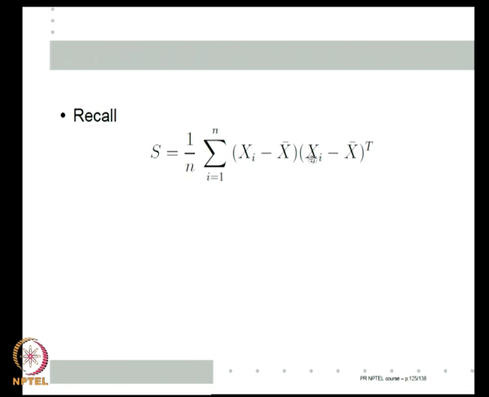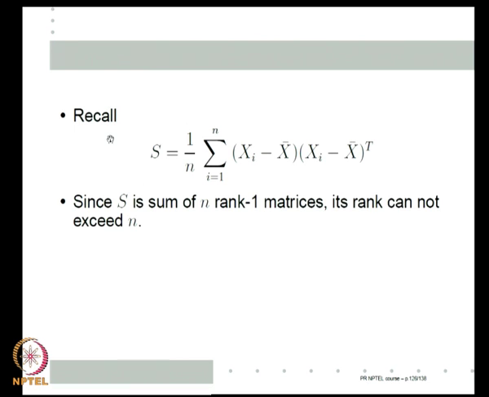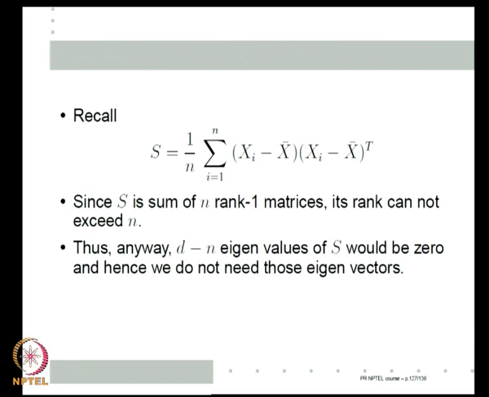The main reason why we choose an n by n matrix is that S is given by this. Each xi is some vector, so (xi minus x bar)(xi minus x bar) transpose is an outer product. If I take a vector A and form the matrix A A transpose, obviously it is a rank 1 matrix, because every column is a multiple of another column. I am adding n rank 1 matrices, so the rank of S can be at most n, which means d minus n eigenvalues will be 0. I do not need the eigenvectors corresponding to those, so I would anyway drop those dimensions.